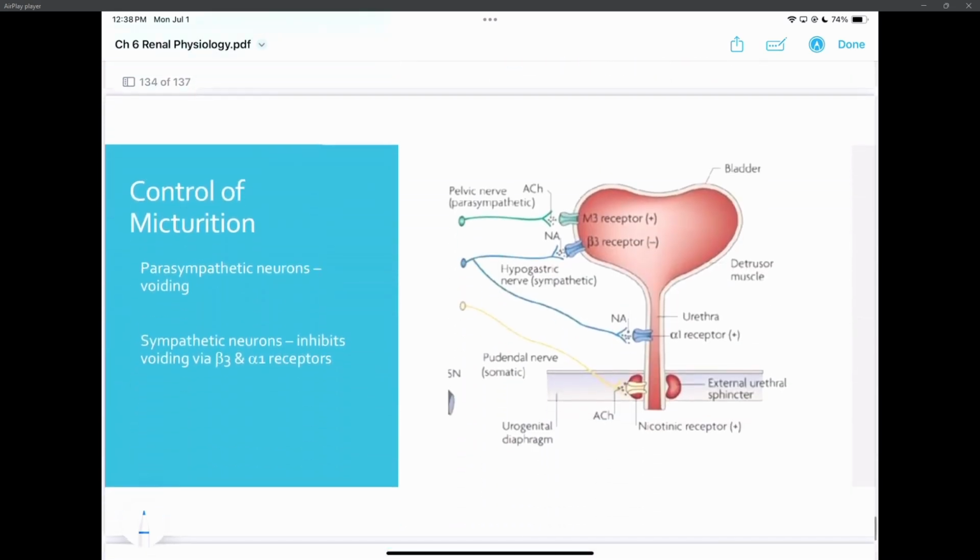Here's a more direct look with regards to actual receptors now. We have our parasympathetic nerve, ACh, onto a muscarinic receptor in the bladder. We have our sympathetic nerve as well, and this also goes to the internal sphincter. That's an alpha receptor.